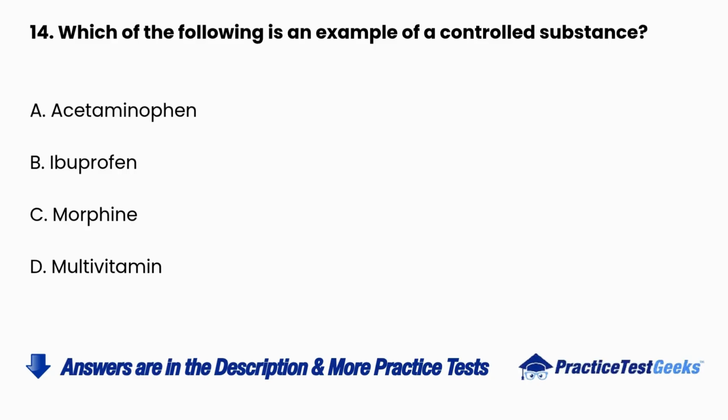14. Which of the following is an example of a controlled substance? A. Acetaminophen. B. Ibuprofen. C. Morphine. D. Multivitamin.